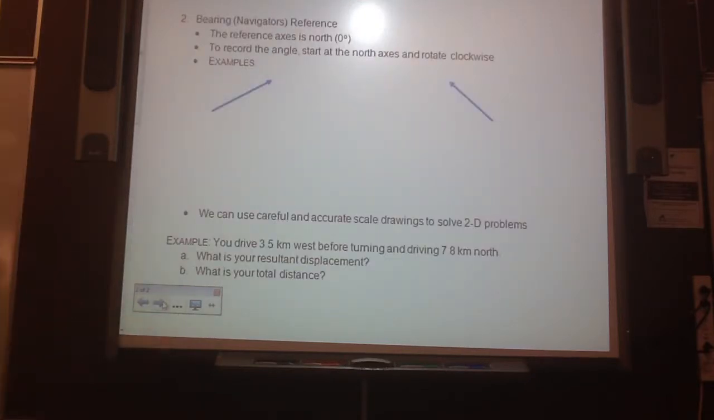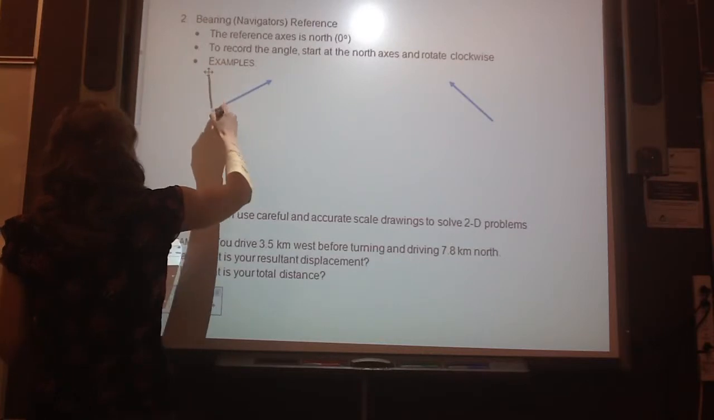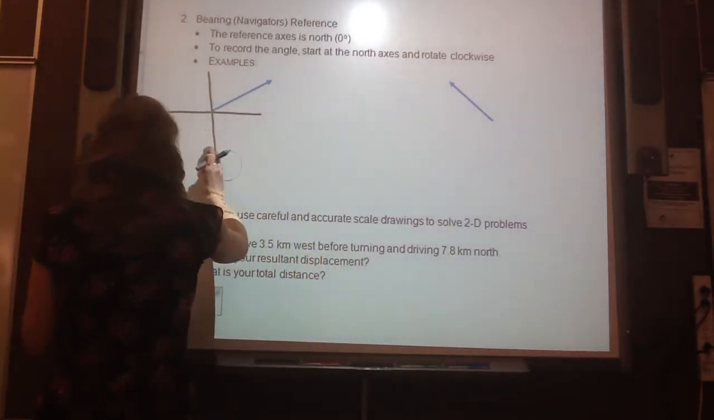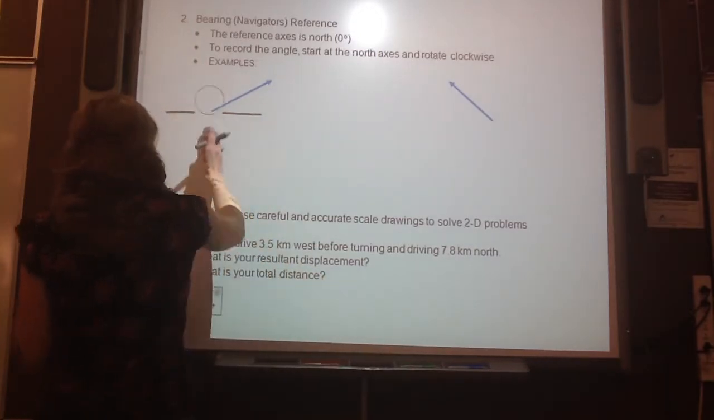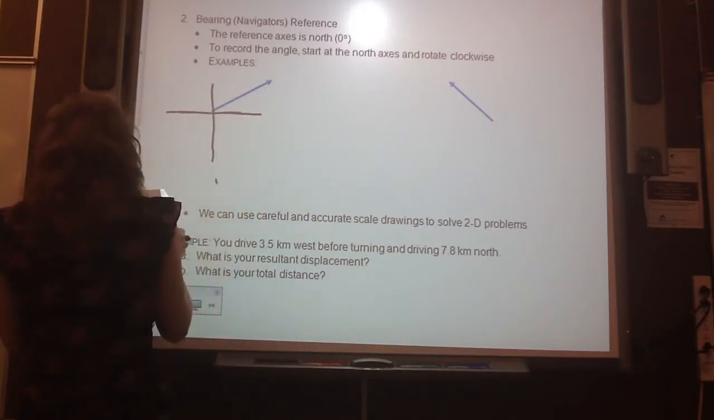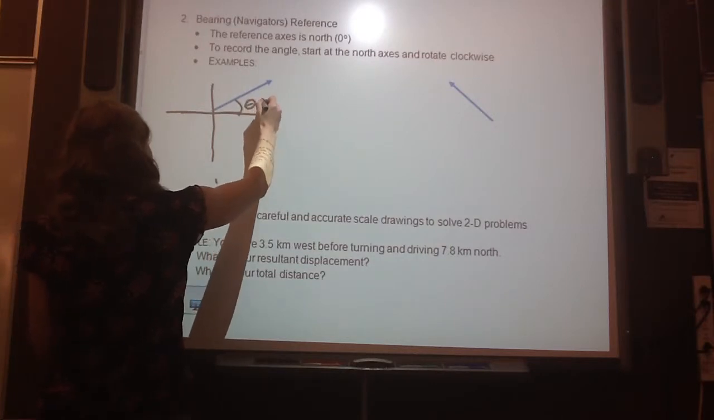Alright, so this is the other method, using the bearing or navigator's reference. When we look at our grids, now we're looking at 0 or 360, 90, 180, and 270. Again, we still draw our grid lines. My theta here is 25 degrees.